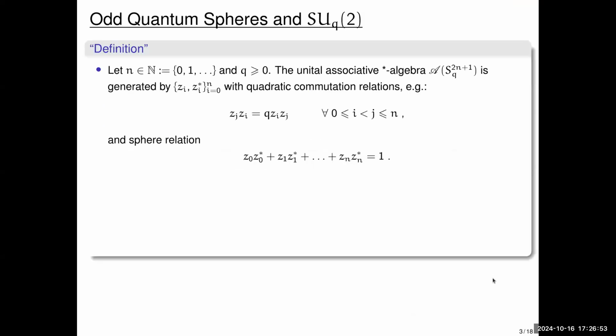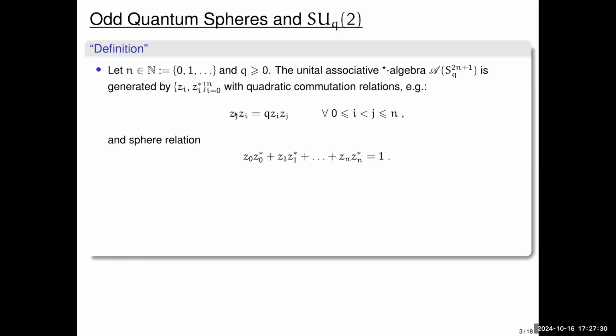Okay, so part one, the polynomial algebras. Let me give just a flash, a couple of relations in the definition of the algebra of our sphere that I denote by curly A. N is a non-negative integer, Q is any non-negative real number, it could be 0, and this algebra is generated by some elements that are denoted by zeta i and zeta i star, i goes from 0 to n, and so it is the universal unital associative star algebra generated by these elements with some relations. You have quadratic relations, and I write only one.